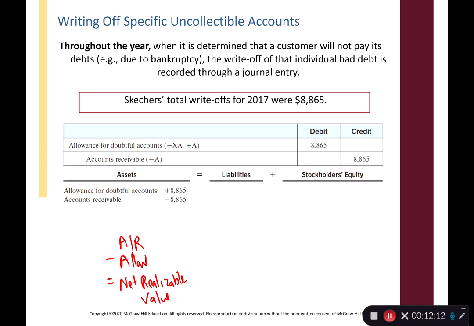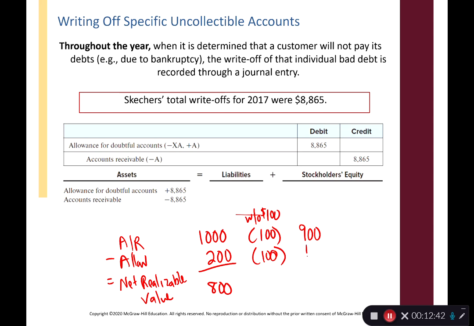value of accounts receivable. So let's just assume for simplicity, I have 1,000 receivable and the allowance is 200, giving me a net realizable value of 800. When I do a write-off like this, let's say we write off 100. We take it out of the receivable because now I know for sure I'm not going to get the money. And then we take it out of the allowance because it's no longer an estimate, it's a reality. Notice that before and after the write-off, the net realizable value stays the same.